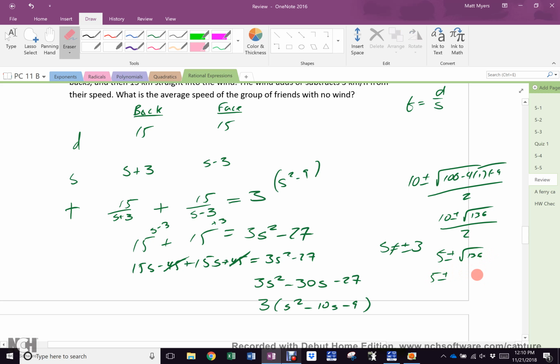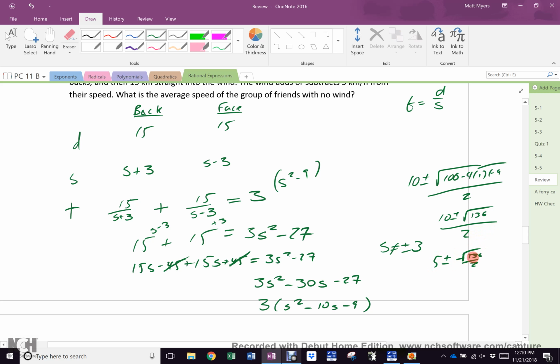136 will be divided by 2. No. Because there's no radical in the bottom, Louis. Right? Oh, I see what you're saying. Yeah. Okay, yeah. 5 plus or minus 1 root 136 divided by 2. Yeah, I see what you're saying.